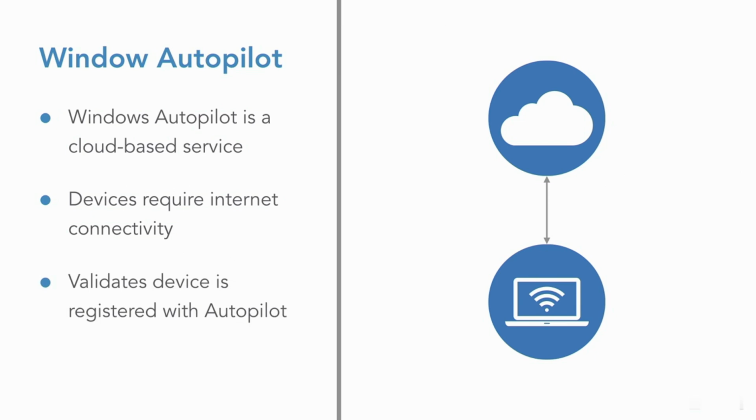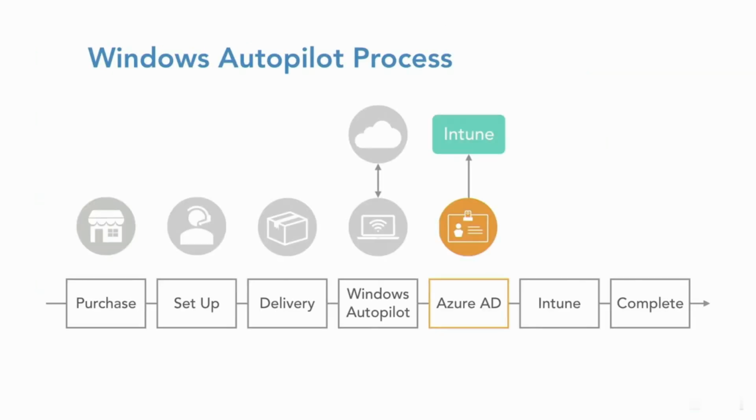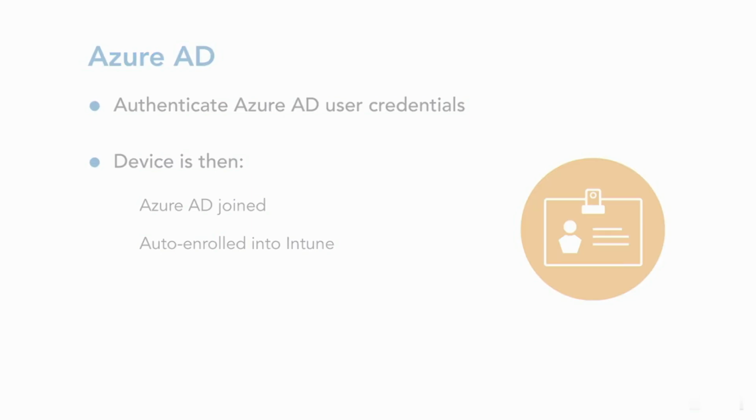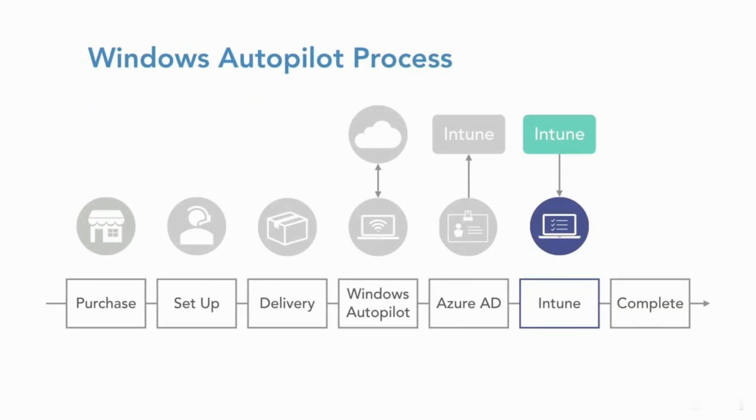In the next stage, the end user logs in with their Azure Active Directory credentials. The user will enter their credentials, which are then authenticated. The device will be joined to Azure AD and auto-enrolled into Intune management. Microsoft Intune will then take over and will automatically deploy the management package to the device.